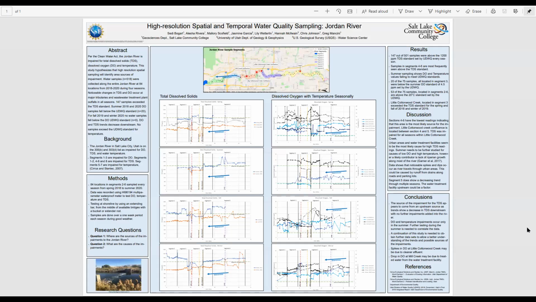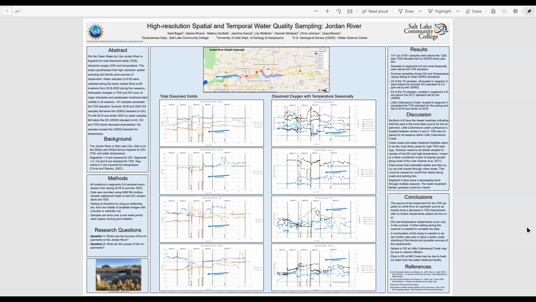Hello everyone, I'm Sadie Bogart and I'm here with Alicia Rivera, my research partner, and this is our presentation for the 2020 Watershed Symposium. We're from Salt Lake Community College and our project is on high resolution spatial and temporal water quality sampling on the Jordan River from segment 2 to segment 6.